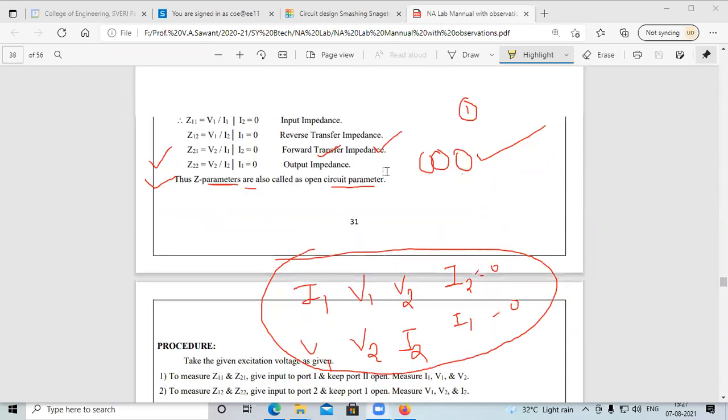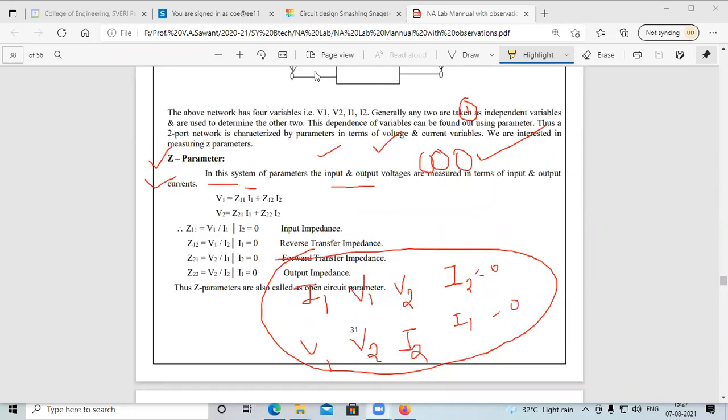Do you know the formulas? Z11 is equal to V1 divided by I1, that is the value of V1 when I2 is equal to 0 and the value of I1. According to this we will calculate Z11. Similarly Z12 can be calculated as V1 divided by I2 when I1 is equal to 0. Z21 is V2 divided by I1 when I2 is equal to 0. And Z22 is V2 divided by I2 when I1 is equal to 0.